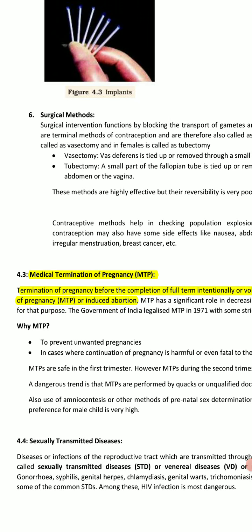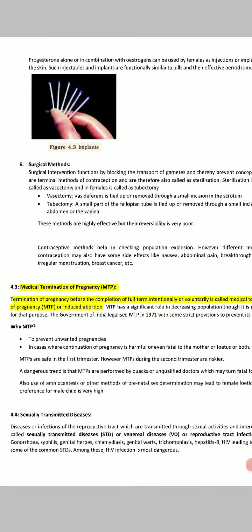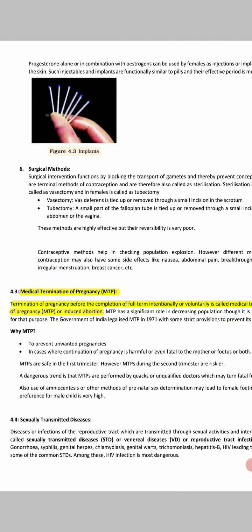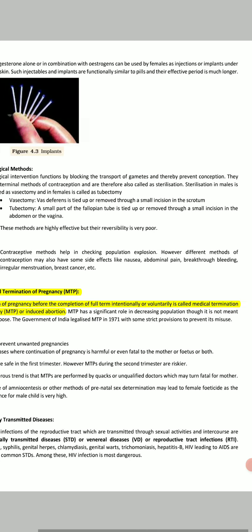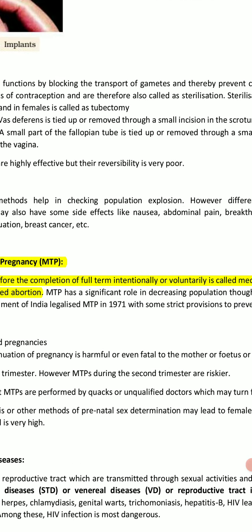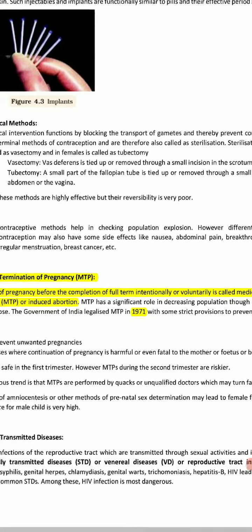So I have highlighted this thing. Termination of pregnancy before the completion of full term, intentionally or voluntarily, is called medical termination of pregnancy or induced abortion. Clear? This MTP has a significant role in decreasing population, though it's not meant for that purpose. So the government of India legalized MTP in the year 1971 with some strict provisions to prevent its misuse.